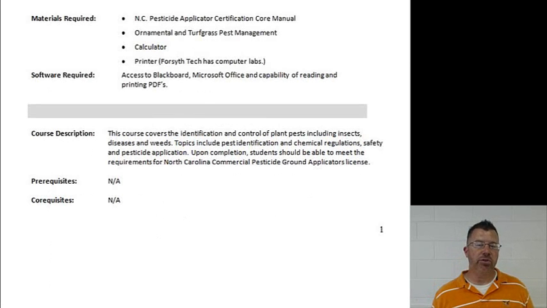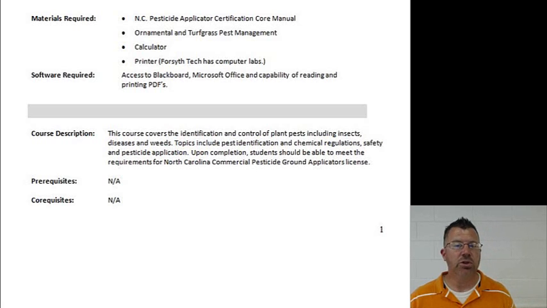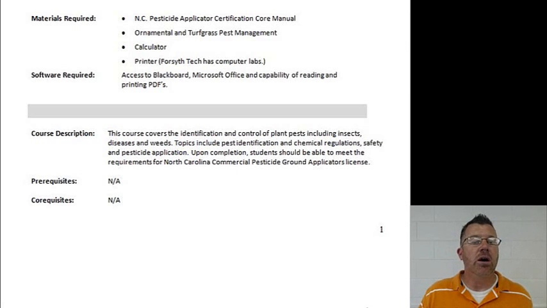Materials required are the North Carolina Pesticide Applicator Certification Core Manual and the Ornamental and Turfgrass Pest Management Manual. Both of these books should be available by Friday, May 16th, the first day of class. That's what the bookstores told me, so they will be available definitely by the first day of class, hopefully a couple days before, but if not, definitely on May 16th.